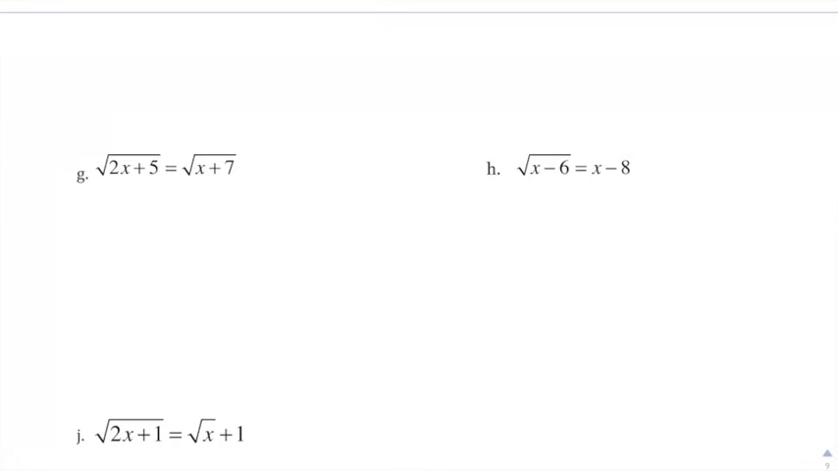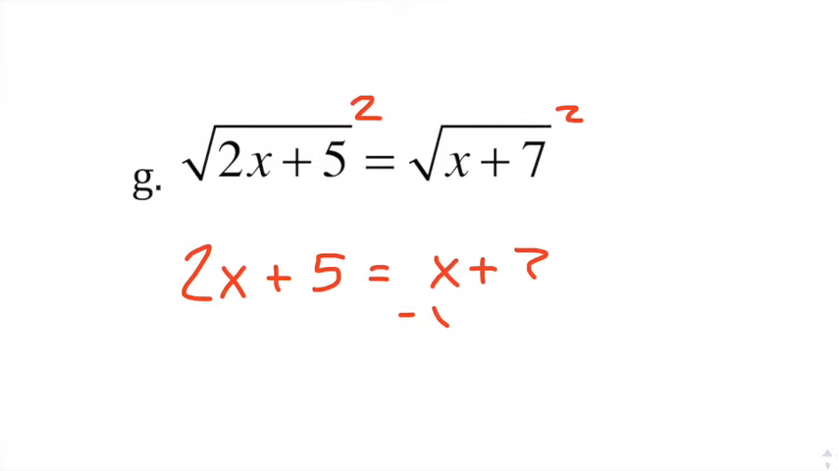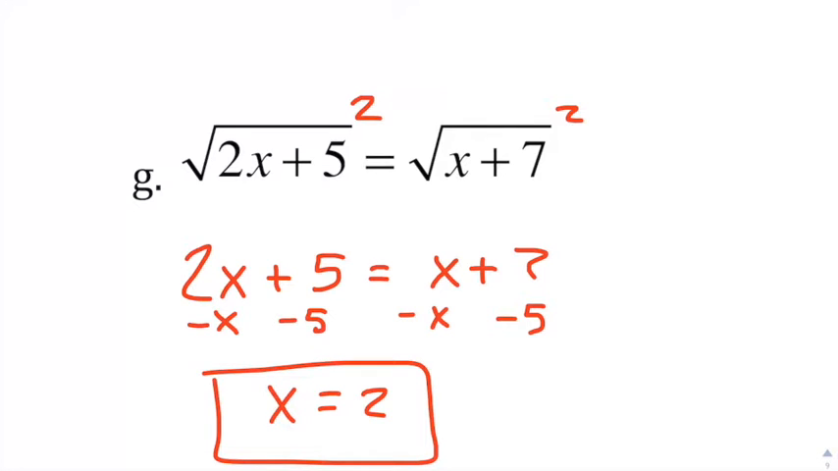All right, a couple more here on the back, one kind of similar to that last one. Square both sides. It's 2x plus 5 equals x plus 7. And then I guess we can subtract x and then subtract 5, cancel out, so that gives us x equals 2. Nice and easy.